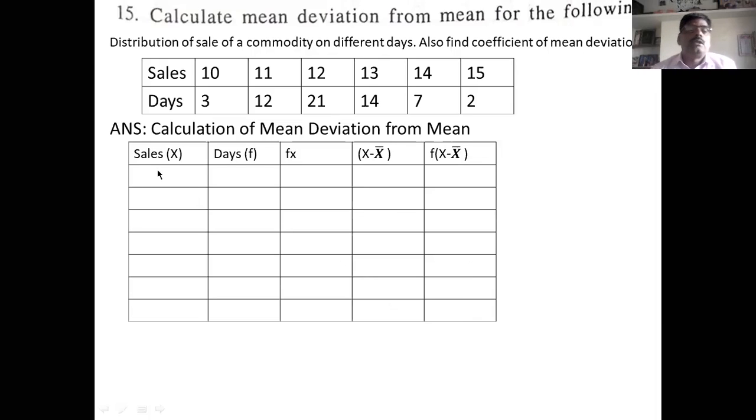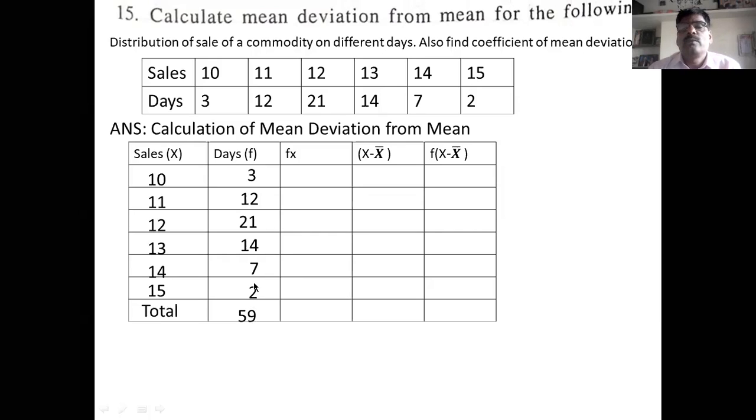Okay, you see the sale 10, 11, 12, 13, 14, 15. It is the sale. Then I'll take the total. Frequency 3, 12, 21, 14, 7, 2. Total frequency is 59. This is the X value, F value.